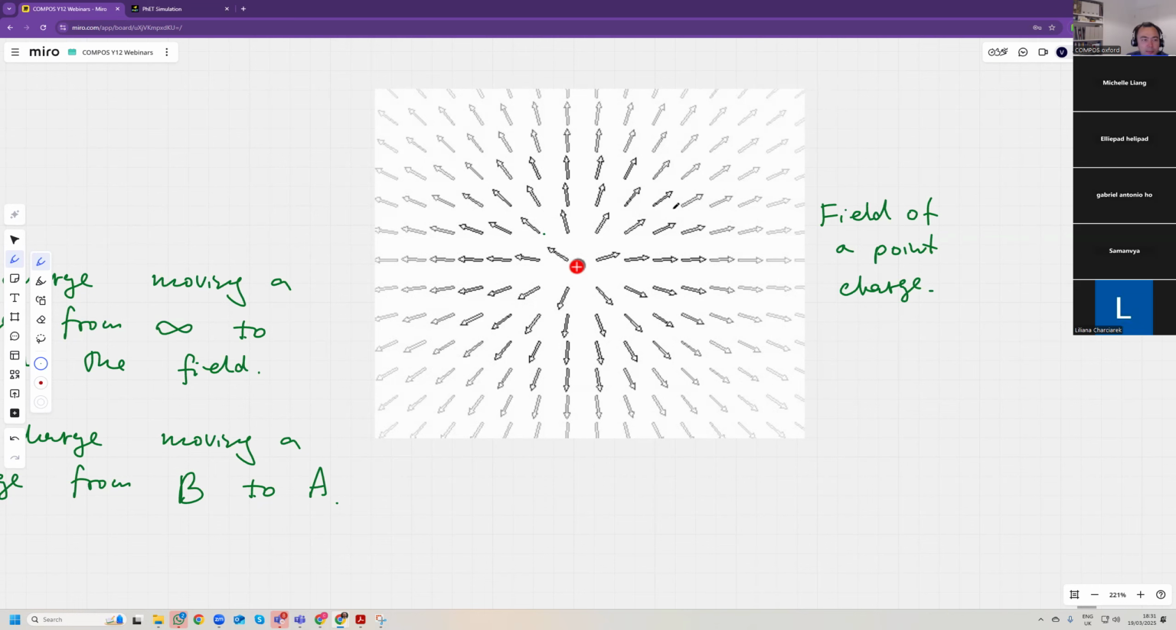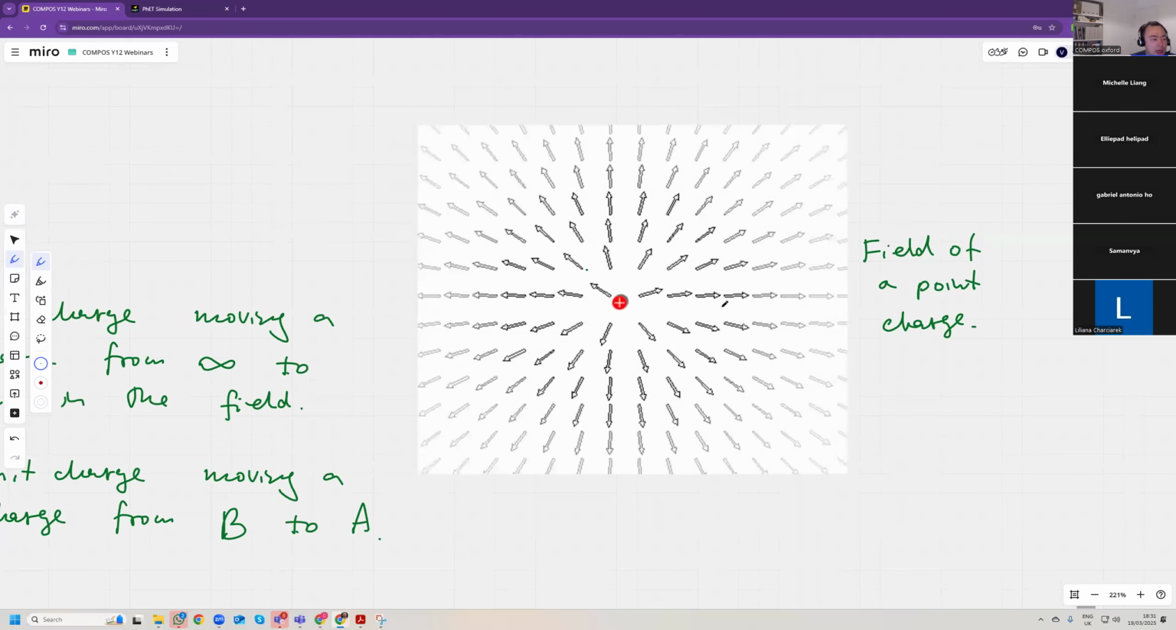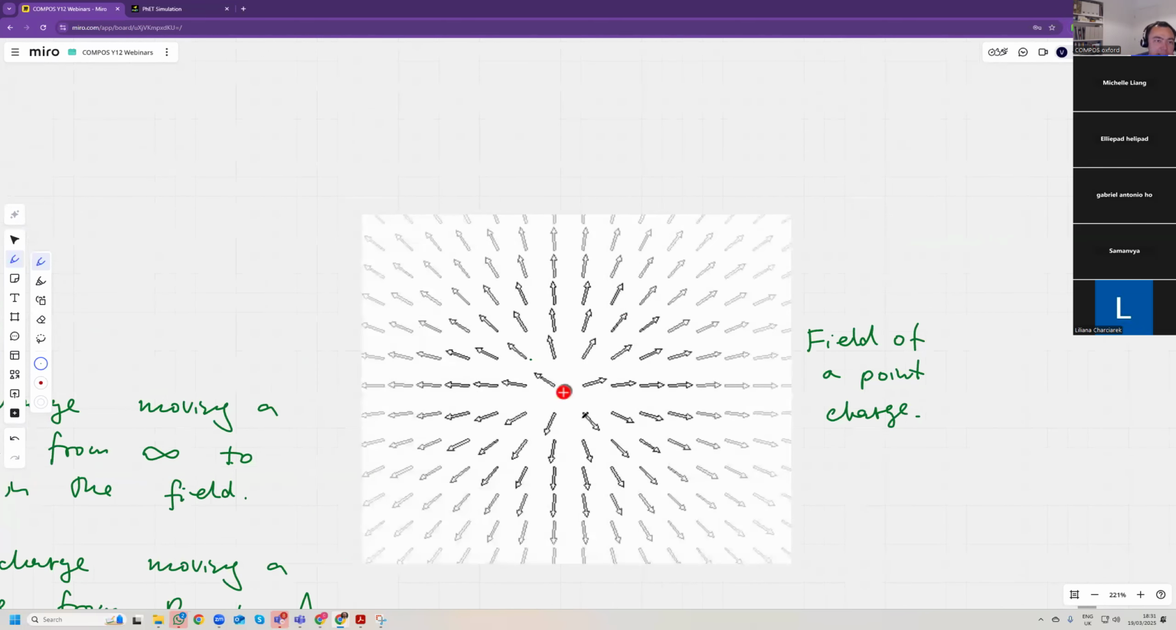Infinity to a point again. Imagine at infinity you have a small positive charge. What you want to do is move this positive charge from infinity all the way to some point here. So move from infinity to point A.